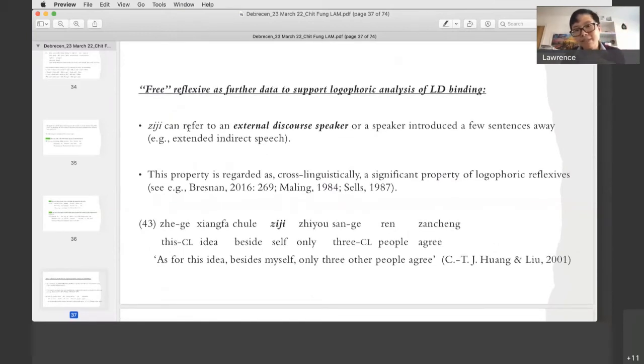it's just another piece of evidence to support that long-distance binding is not quite the same as anaphoric binding, I mean, in Chinese, because we see that jitsi can also be free. What I mean by free is that, for example, in 43, as for this idea, besides self, only three people agree. If we just take a look at the sentence internal entities, there is no antecedent in the sentence because self refers to the speaker. And we have noticed that cross-linguistically, when we look at logophoric reflexives, this is also a property that is quite widely attested.